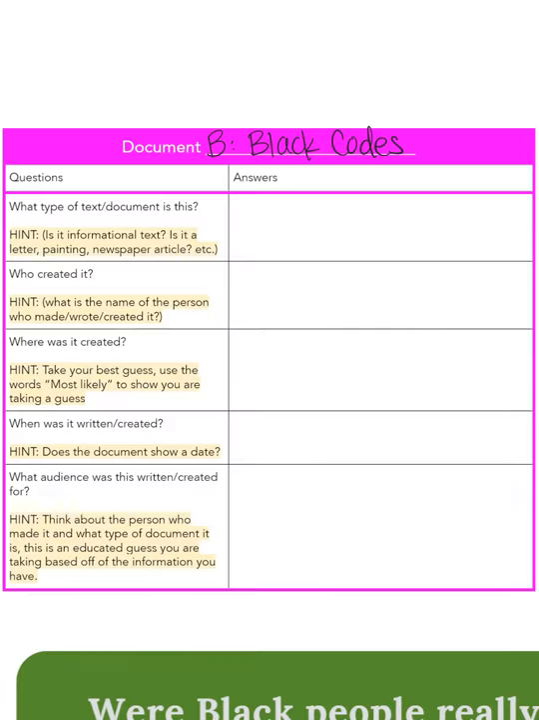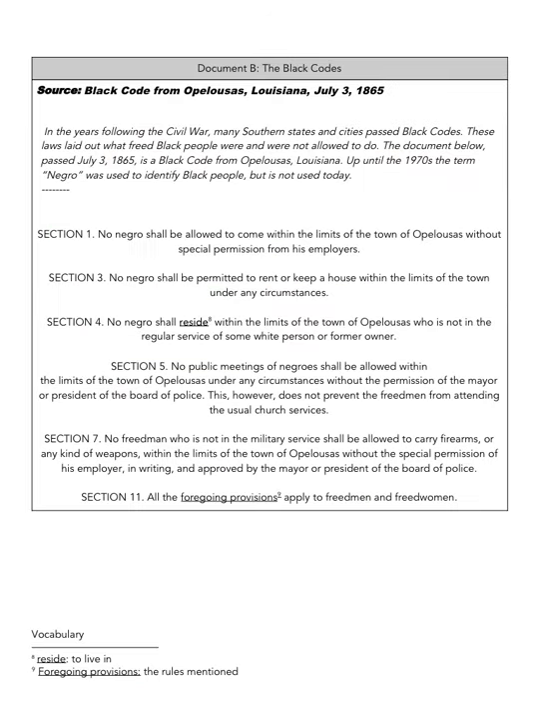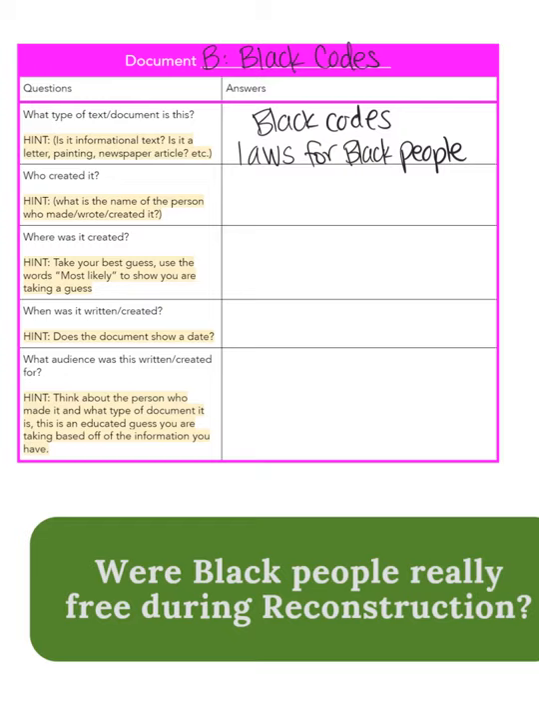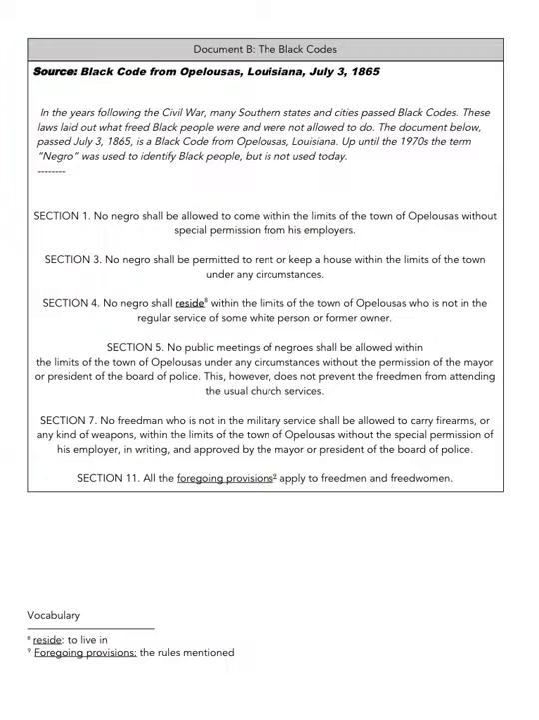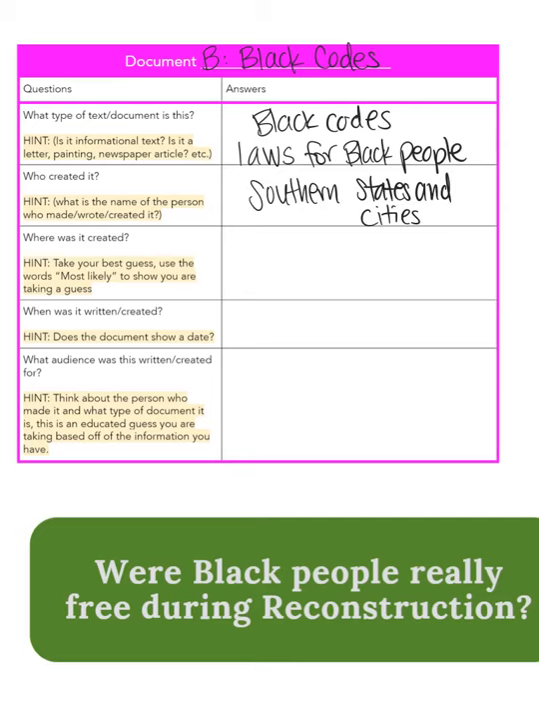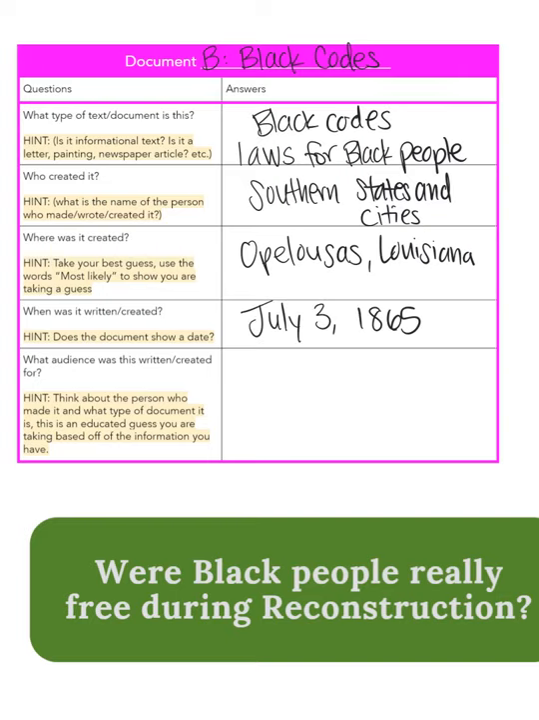The first question for sourcing asks, what type of document is this? The source tells us again what these are. They are black codes. From the context blurb, I know that these are laws that were written for black people. Question 2 asks, who created it? This doesn't show a name, but again in the context blurb, it tells who passed these black codes. Where this document came from is more clear. It tells you the name of the city, Opelousas, Louisiana. It also explicitly tells us the date, July 3rd, 1865.